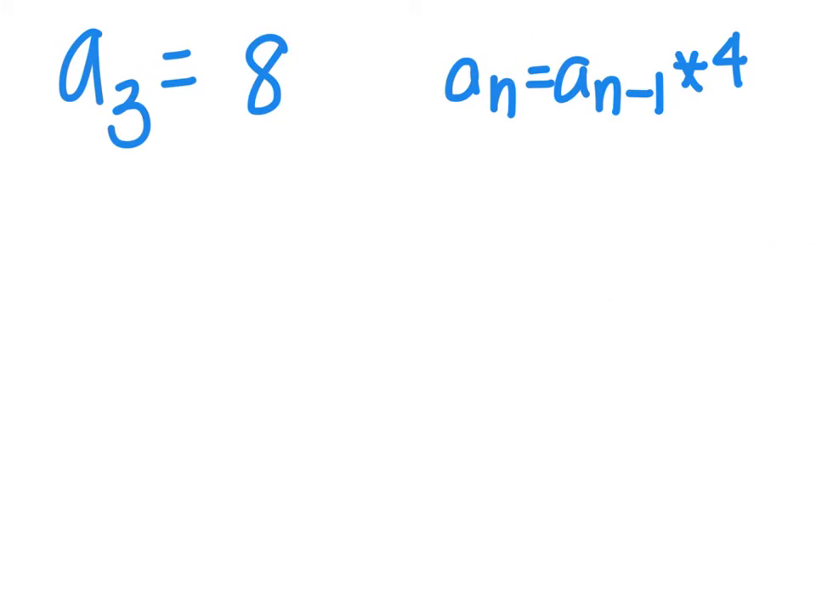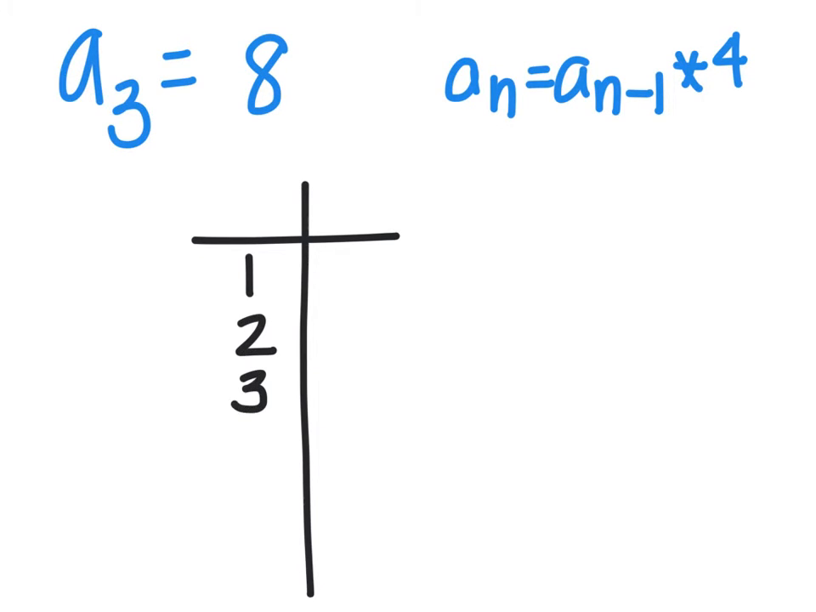So for my last problem, I'm told that a sub 3 equals 8, or my third term is equal to 8, and that a sub n equals a sub n minus 1 times 4. So any term is equal to the term before it times 4. So we're going to find again our first 6 terms. We know that the third term is 8. So I need to find the first, second, and then the fourth, fifth, and sixth.